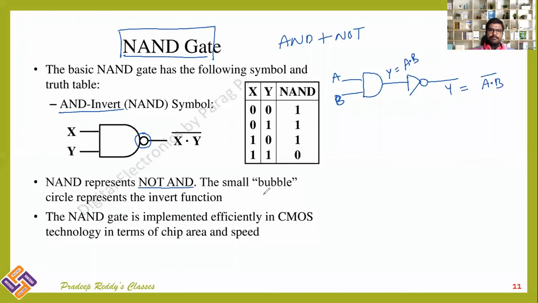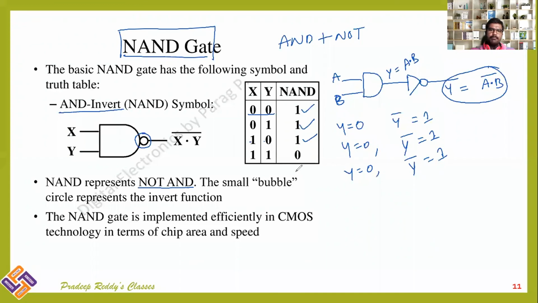The logic here, 0 and 0. 0 and 0 will be 0. Y will be equal to 0. Y complement will be equal to 1. So it will be 1. The 0 and 1 gives you 0. Y complement will be equal to 1. That's provided here. 1 and 0. Y will be equal to 0. Y complement will be 1. That is 1, because there is one complement over here. Complement is A dot B. Now 1 and 1. You are providing 1 and 1 here. 1 and 1 will be 1. And 1 complement will be equal to 0.